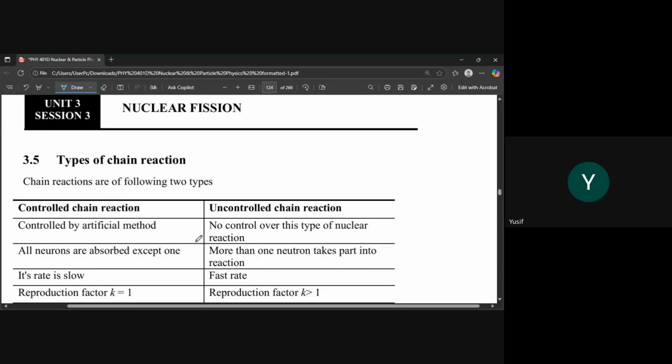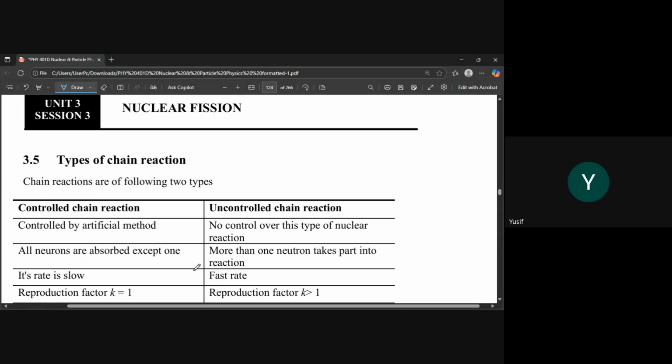Then we go on to the types of chain reaction that we have. We have the controlled chain reaction and the uncontrolled chain reaction. The controlled chain reaction is the one that we use in our energy production. Because if you have a reaction that we can't control, at the end of the day, if there is an accident, it means we can't control it. It will take over all the place.